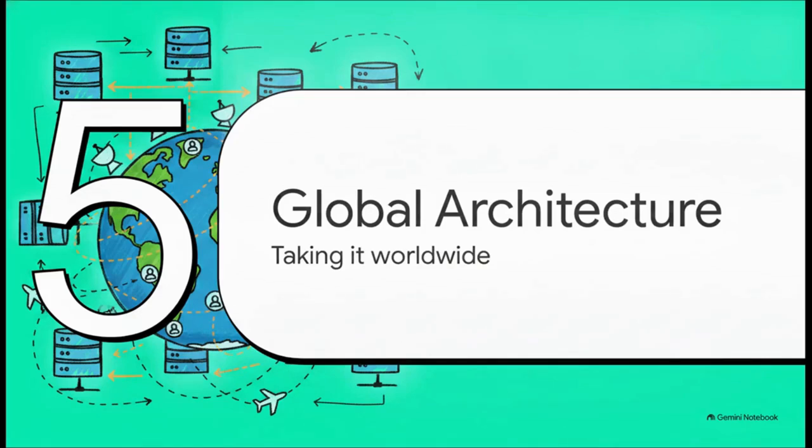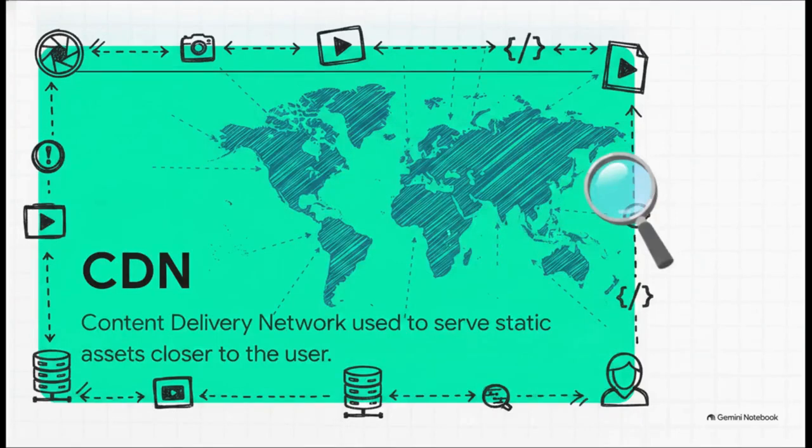Section 5. Achieving global architecture, taking the system worldwide. First up here, we leverage a CDN, or Content Delivery Network. By pushing static assets, like images and JavaScript code, out to edge servers geographically closer to the user, a user in Tokyo downloads assets from Japan, not from your primary servers sitting in New York. The latency savings there are absolutely massive.